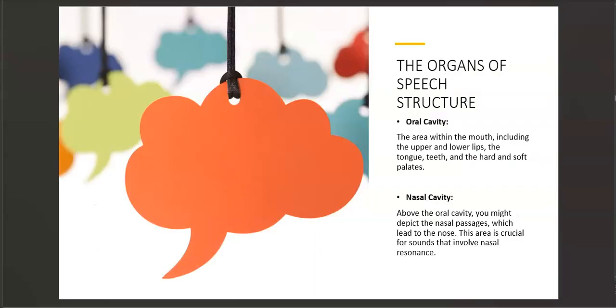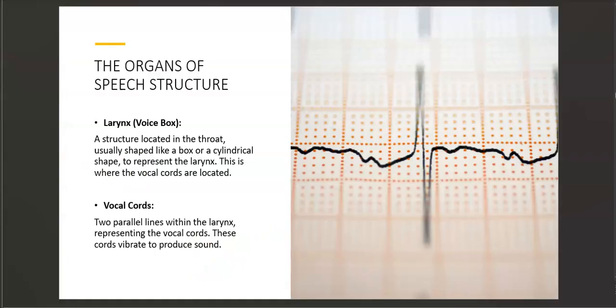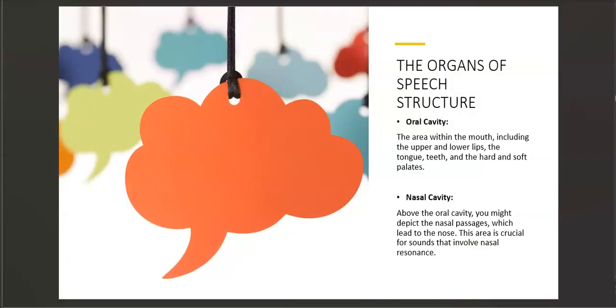Then from there we're still looking at the structure. Now we go to the oral cavity. When I talked about the oral cavity, I talked about the lips, the tongue, the teeth, and the hard and the soft palates.